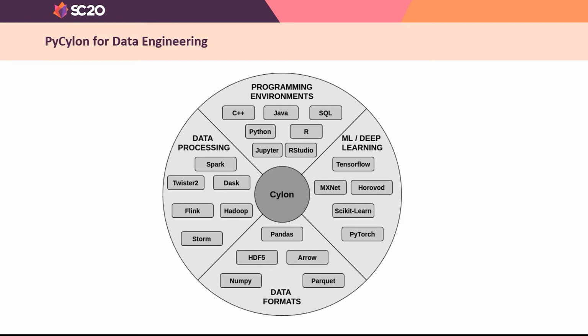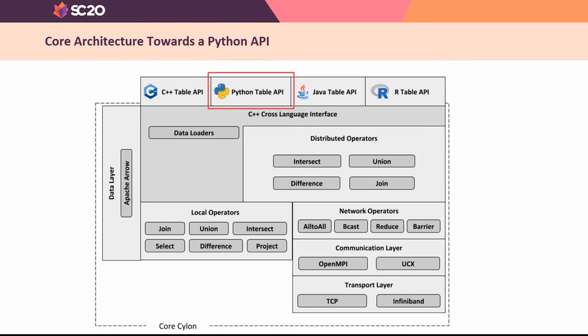Additionally, our data engineering kernels are exposed in Java and C++, and can be used to reinforce existing data engineering workloads from the big data community and HPC community. We discussed how PyCylon can contribute to data engineering. Now let's focus on the core architecture towards a Python API.